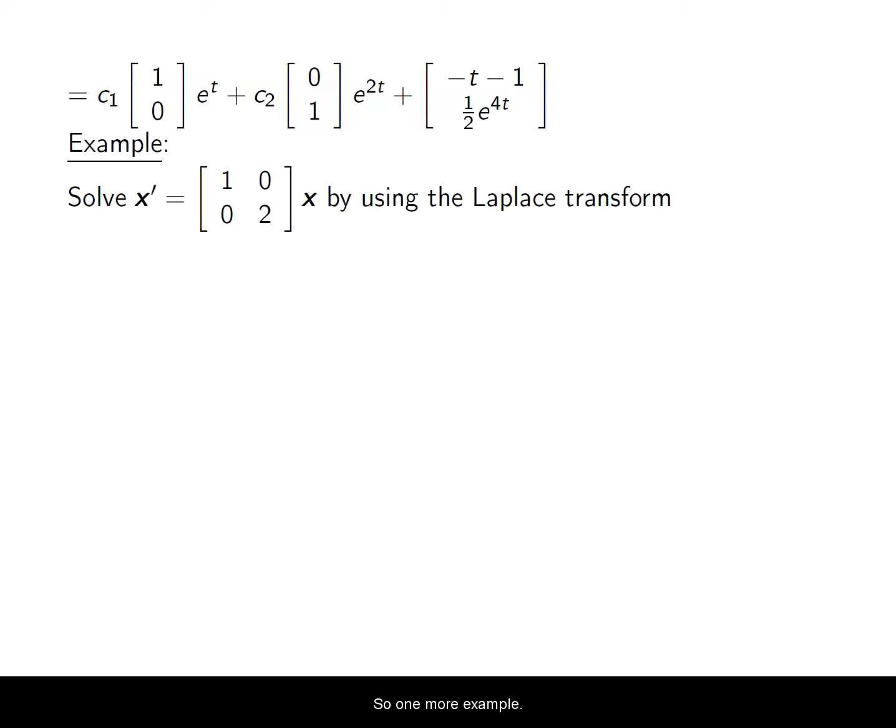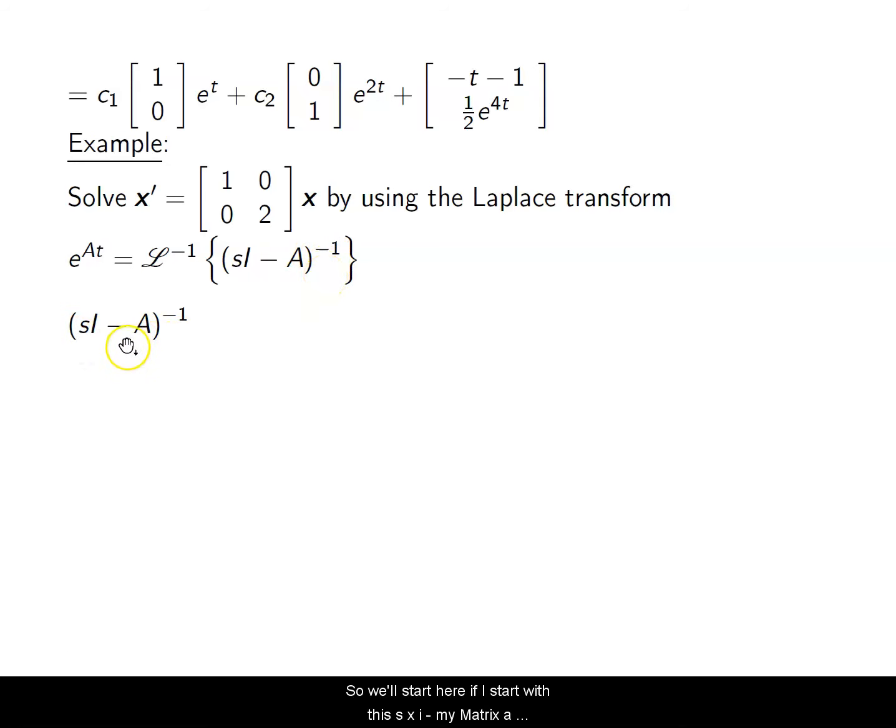Okay, so one more example. We are going to do the same one that we did at the beginning, but instead of using the matrix exponential, we're going to use the Laplace transform. Okay, so we know e to the at is the inverse Laplace of (sI minus A) to the inverse. Okay, so we'll start here.